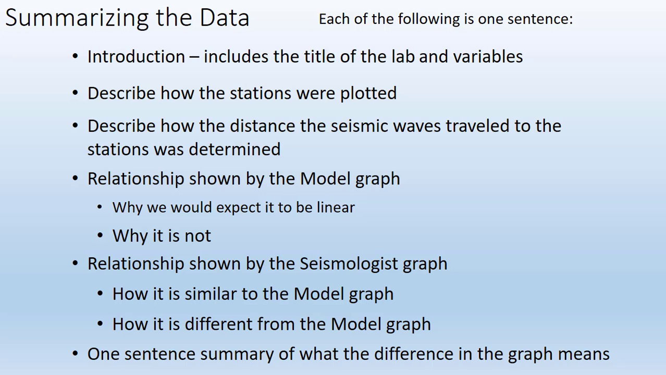So now we want to summarize our data. You have a Google document that has been shared in Classroom with you. You need to write a complete summary, including the 2 graphs and your Earth model and what the data means. So this is a pretty big one. This is about 10 sentences. So 1 sentence for each one of the bullet points on this page.